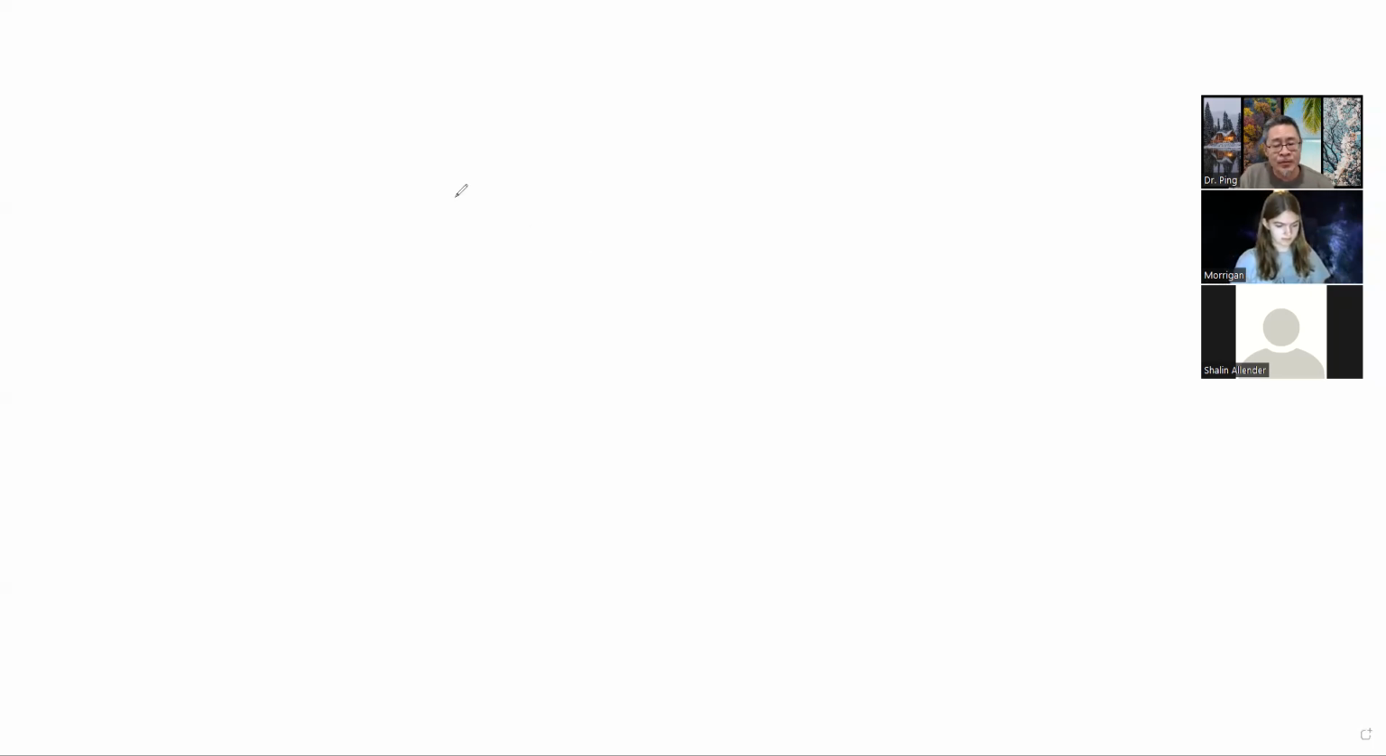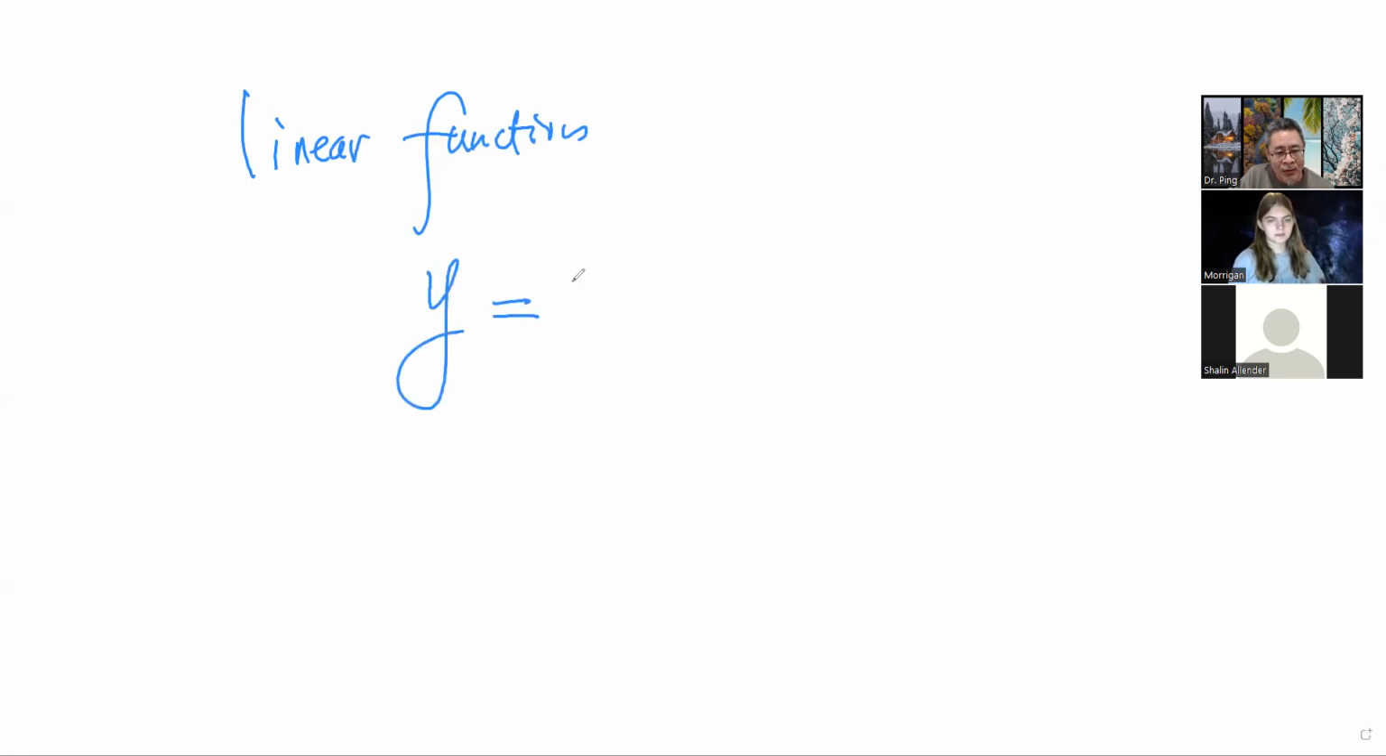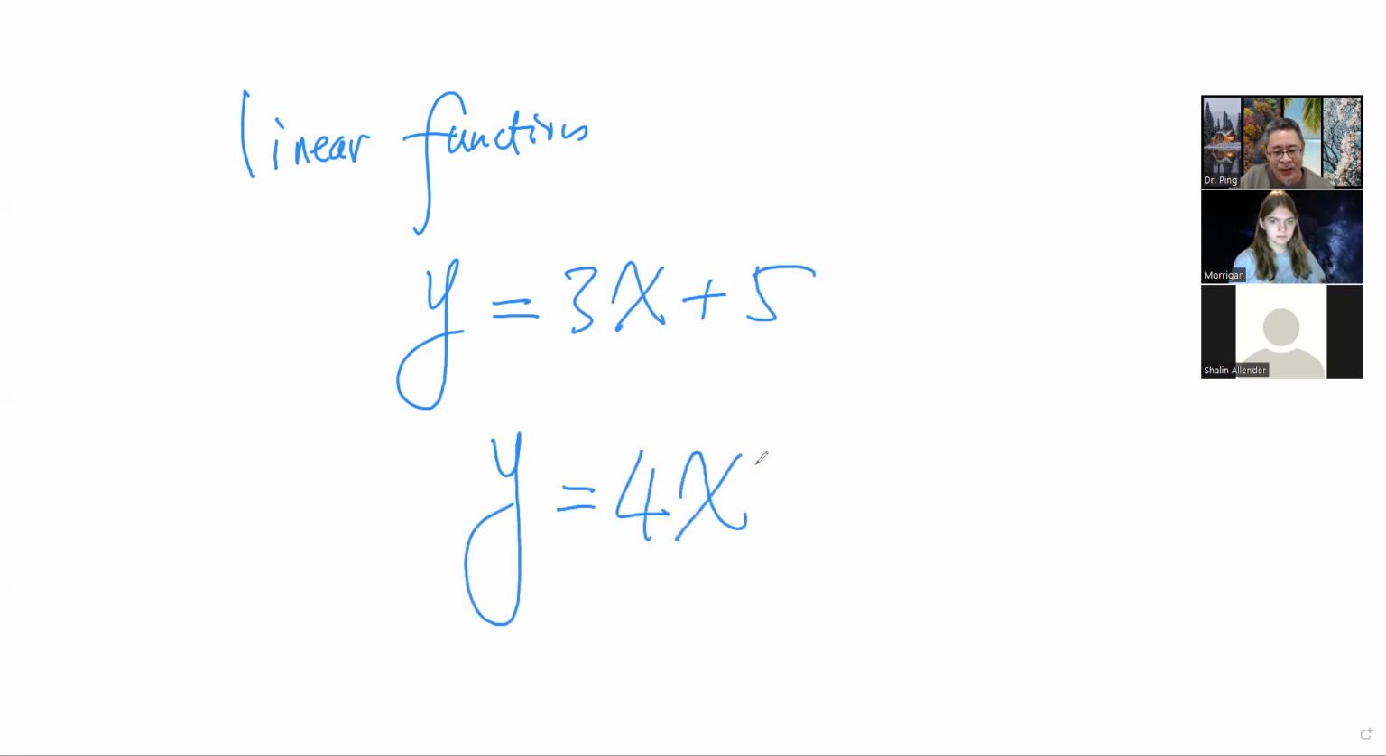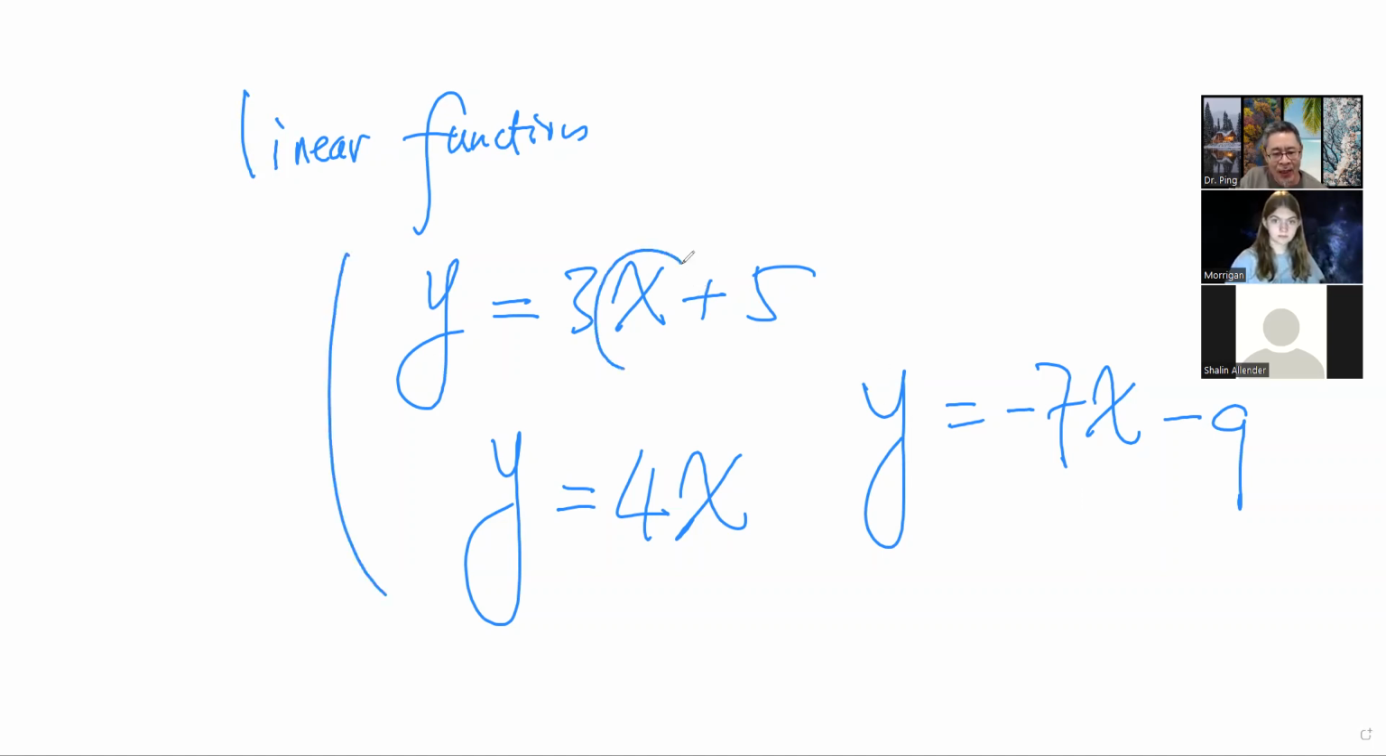Yep. So what we're going to do, we learned last time about something called the linear function. So a linear function is in this form: y equals 3x plus 5, or y equals 4x, or y equals negative, say, 7x minus 9. So that kind of form. If you notice, what's common in all those three functions is that we only have x. That's called x to the first power. So x to the first power just means x.